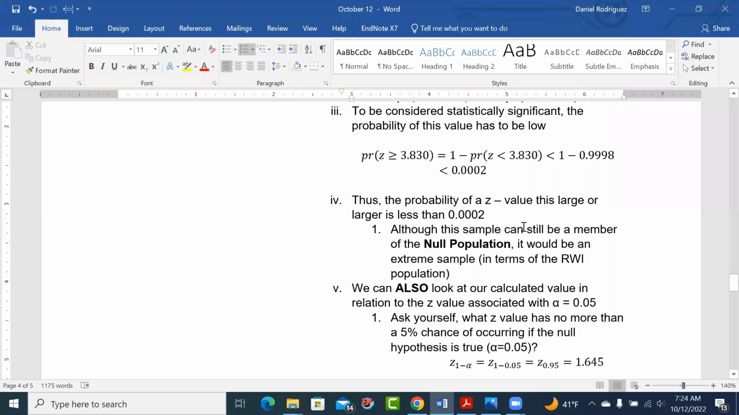Now, it still could be a part of our population. It could be some outlier. And if I conclude that this sample does not belong to my population, I'd be wrong, but my probability of being wrong is 0.0002, and I can live with that. I mean, I'm fine with that, no problem at all.